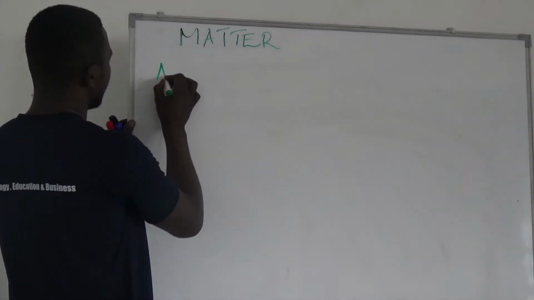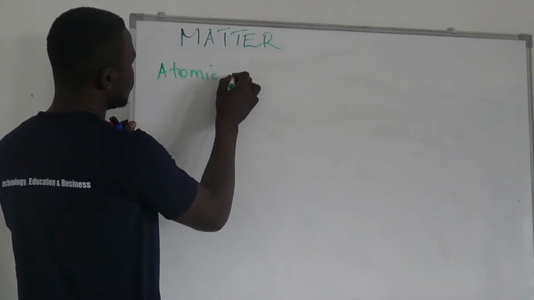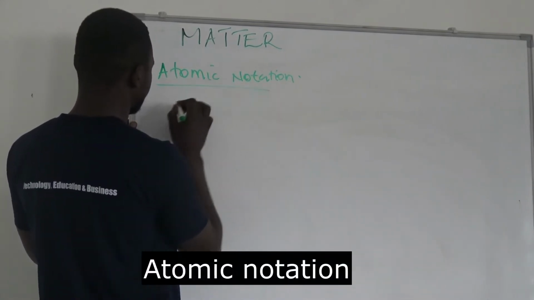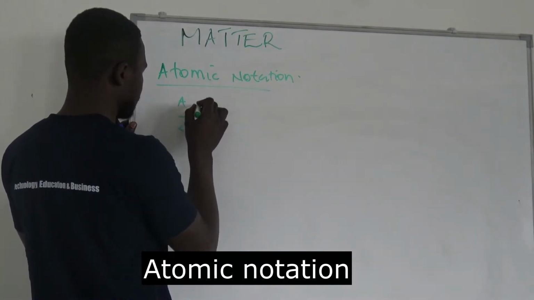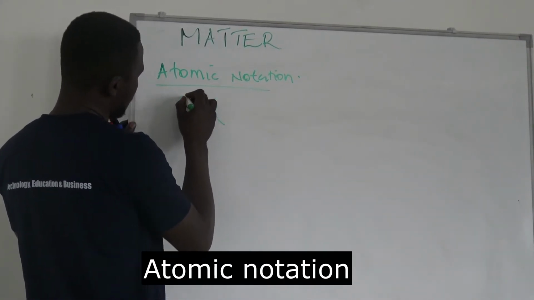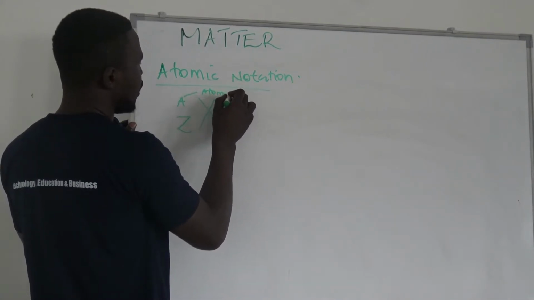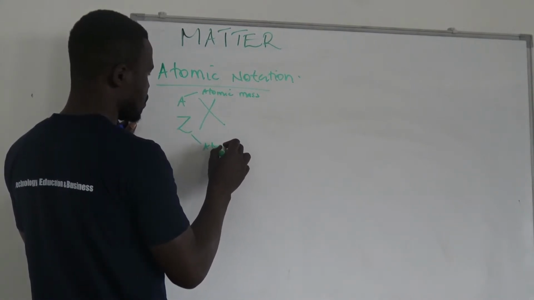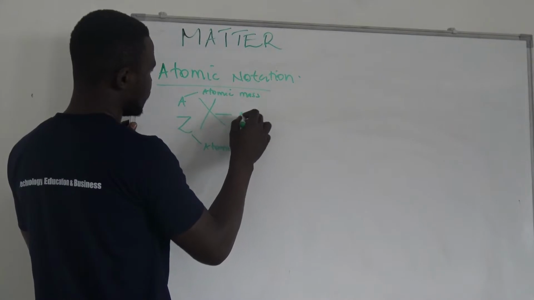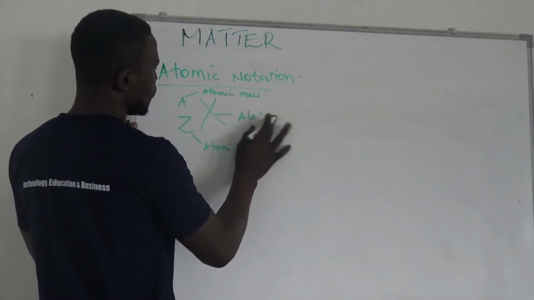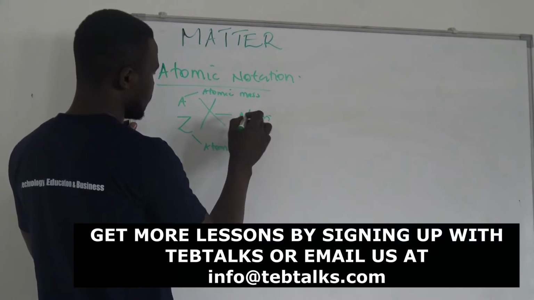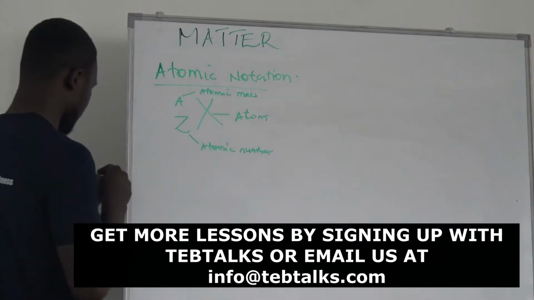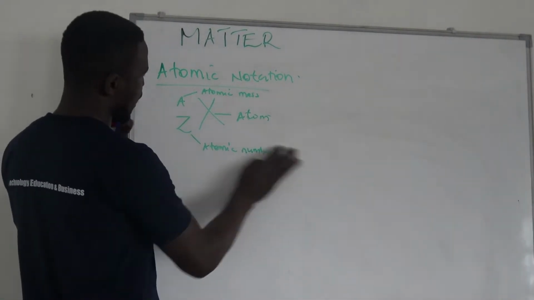By the time I left, we were looking at atomic notation. How do we write an atom? To remind ourselves, it is represented by this, where A is the atomic mass and Z is the atomic number. This one we say is the species or the type of atom we are talking about. This is the atomic number. Now, this is how we denote an atom.